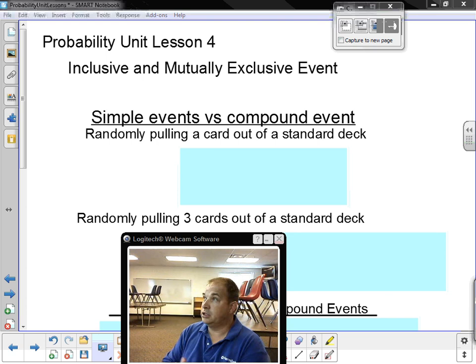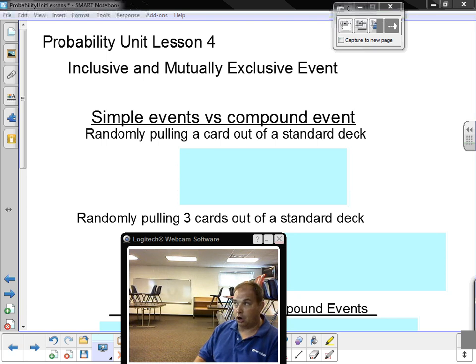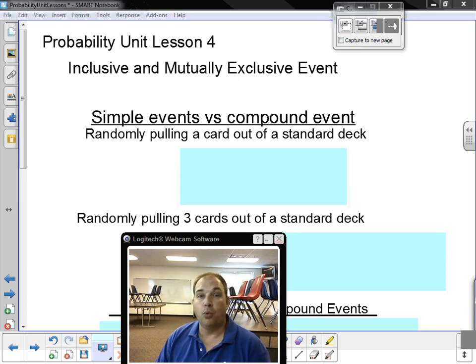Well, mutually exclusive and inclusive are called compound events. Anytime an event has two or more components to it, it falls into that compound category. A simple event is just a simple thing, like rolling a single die. Compound events would be like, say I'm randomly pulling a card out of a standard deck of cards. Now, if I'm only taking one card, is that simple or compound? It still depends on what probability we're looking for. What are the outcomes we're looking for? The events are what determine if it's a simple event or a compound event.